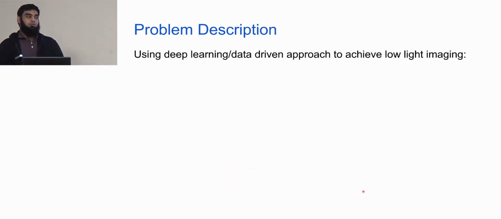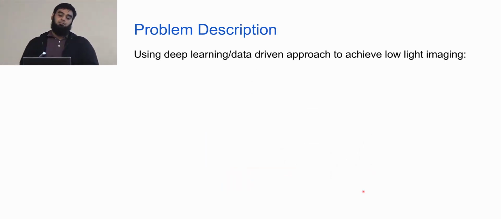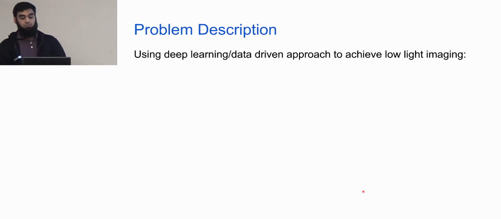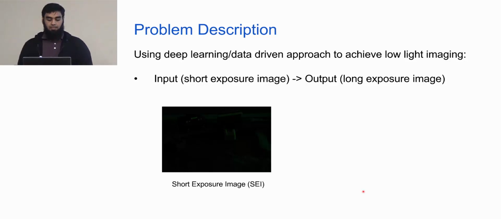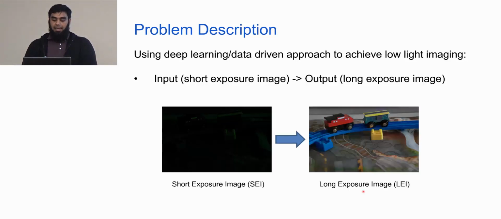So now we can finally talk about the problem description, which is basically using deep learning or a data-driven approach to achieve low light imaging. I would ideally want to start with a short exposure image that's recorded in very low light. And then if that is the input, I would want a long exposure image, or an image that looks bright. So that's what a short exposure image will look like. Let's call it SEI. And that's the result that I would want.